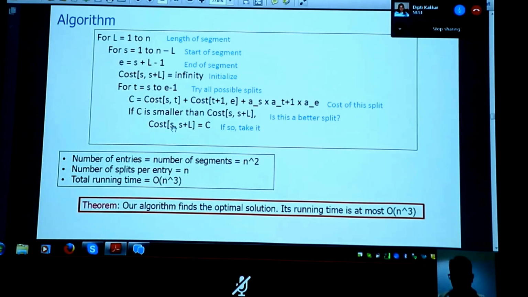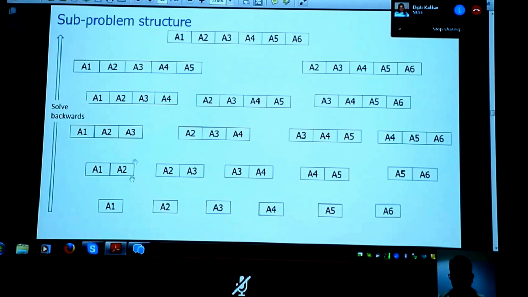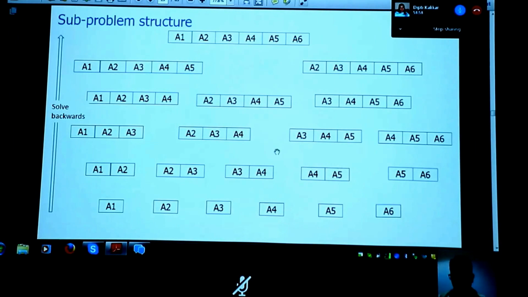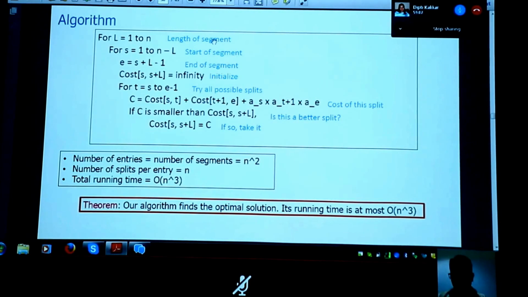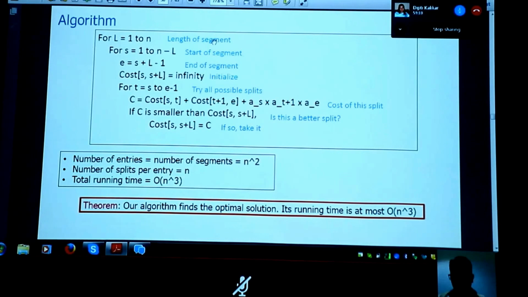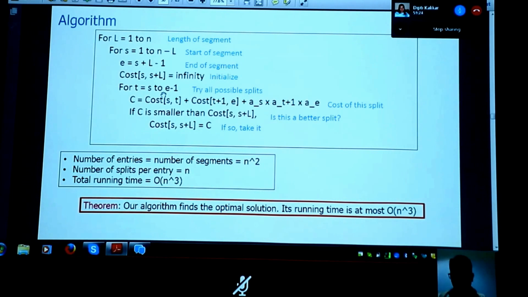Now, what is the running time? You can actually see from the program itself and tell, or also you can look at the DAG structure and tell. It's all segments of length 1, segments of length 2, segments of length 3, 4, 5, and 6. So it's the total number of segments possible. So the number of them is n square. That's the total number of segments possible. Actually, n choose 2, I guess. Now, for every possible segment, you may have to try different splits, but the number of splits cannot be more than n. So the total running time of this algorithm is n cube.